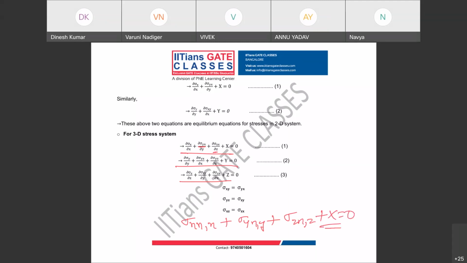Now one thing I want to tell you guys. Normal stress can be represented as sigma xx, or sometimes as sigma x. If you see a single suffix, that means it's a normal stress in that direction. Similarly, it can be written as sigma yy, or some people write it as sigma y itself. Shear has to have both i and j.